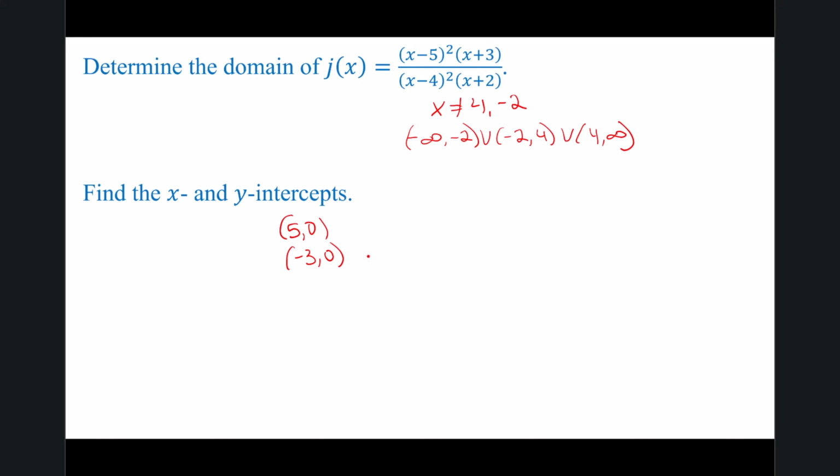And we know the graph is going to cross through the x-axis at negative 3, 0, and touch and turn around at 5, 0, because x minus 5 has an even multiplicity. The y-intercept is when x is 0, so if we set x equal to 0, we get 0 minus 5 squared times 0 plus 3 over 0 minus 4 squared times 0 plus 2, which gives us 75 over 32. So our y-intercept is 0, 75 over 32.